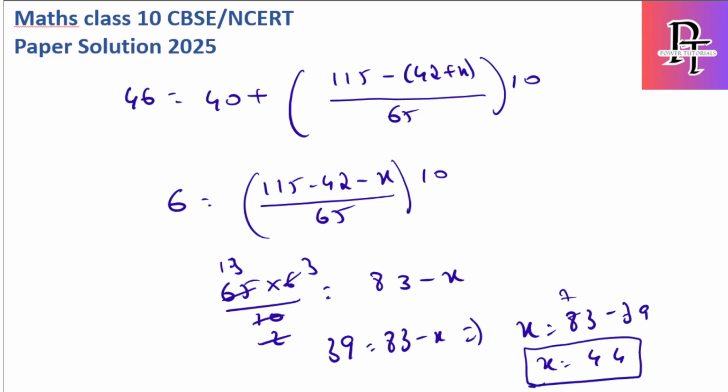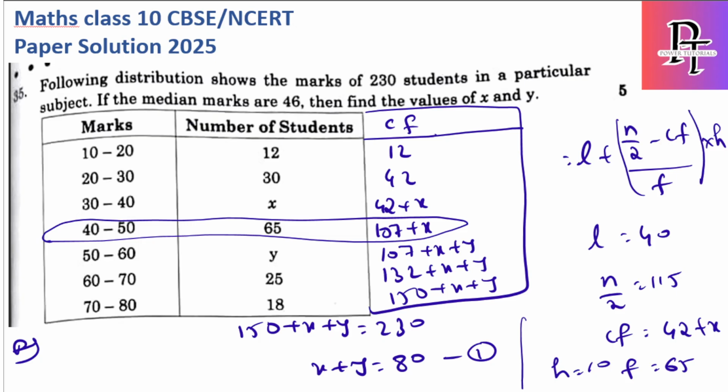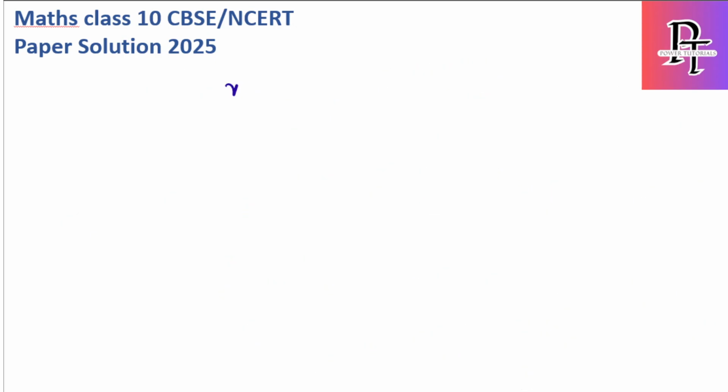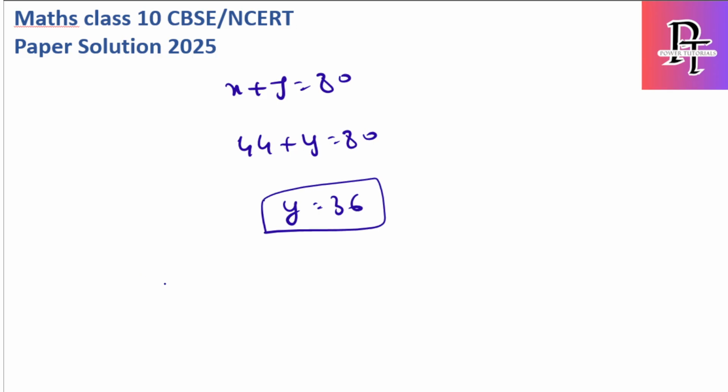If the x value is 44, what is the y value? Because x plus y is 80. I'll write in the next slide. x plus y is equal to 80. x is 44, so 44 plus y is equal to 80. So the y value is 36. So the final statement: x is equal to 44 and y is equal to 36.